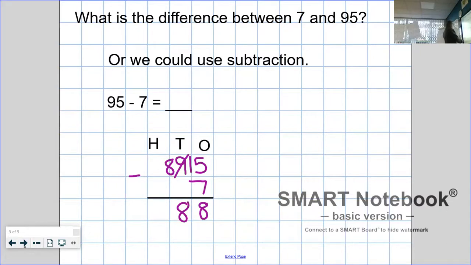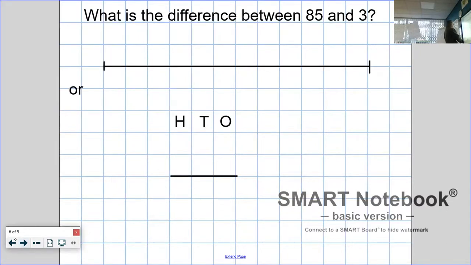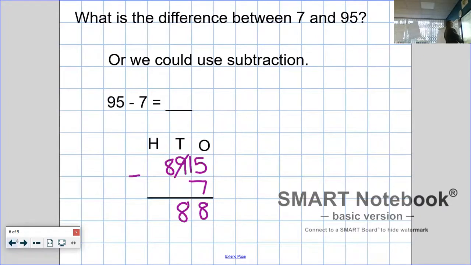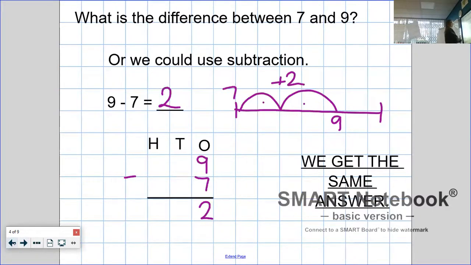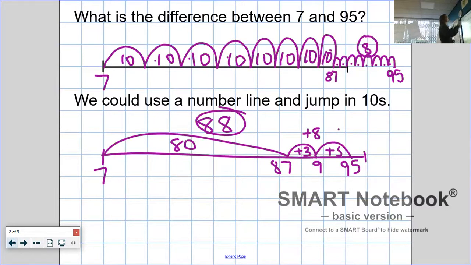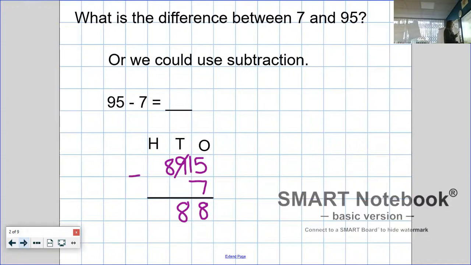I think my slides have shuffled themselves around. Sorry, guys. My slides have all muddled up. So look, 7 and 95. The difference on a number line was 88. And the difference using subtraction was 88. So the difference is 88. There's 88 between those two numbers.